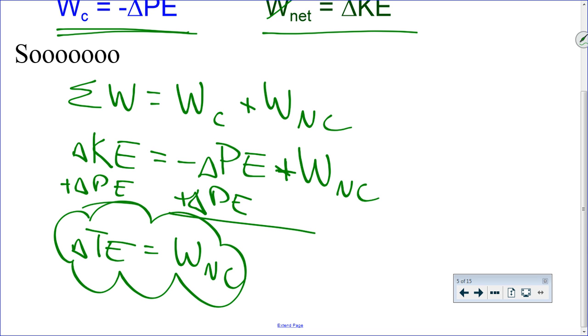All right, this theorem doesn't have a name, but it's important. In fact, I would almost argue I use this any time you're dealing with a problem where your energy is changing due to non-conservative forces. I use this way more than I use the work energy theorem. Okay? I find this to be very, very useful.